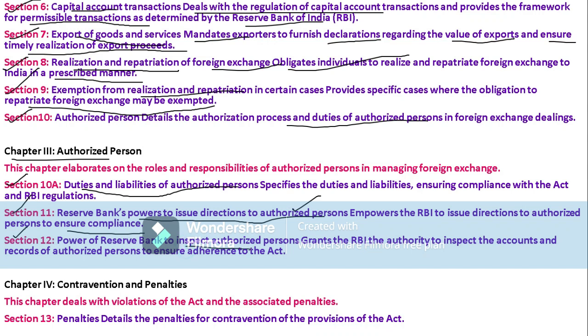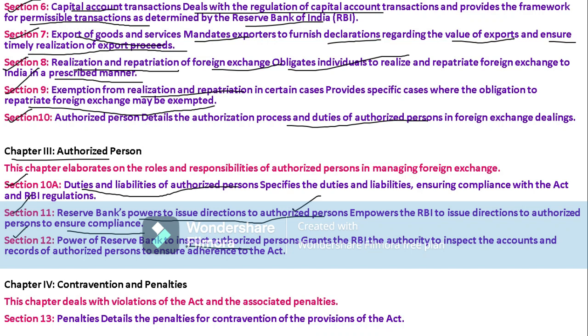Section 12 is related to inspecting the authorized persons. Why? Because authorized persons deal with foreign exchange. Therefore a record should be maintained by these authorized persons, from each and every day, with the details about the transactions: to whom they are dealing, how much they are dealing, from which bank they are dealing, and from which place they are dealing.